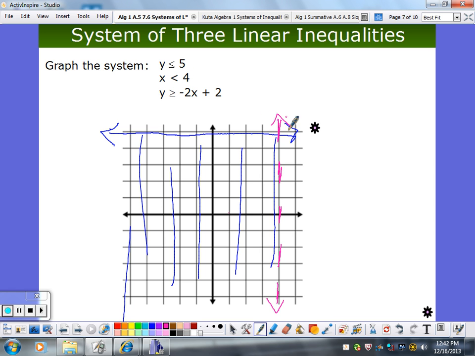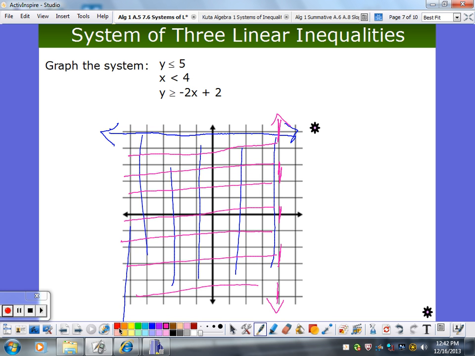Yeah, right? This is not part of the solution. Less than 4, that's this way. So far, can we see the region that we have? Sort of. Right? It's kind of this box right here. It's not up here, right? Because y can't be bigger than 5.